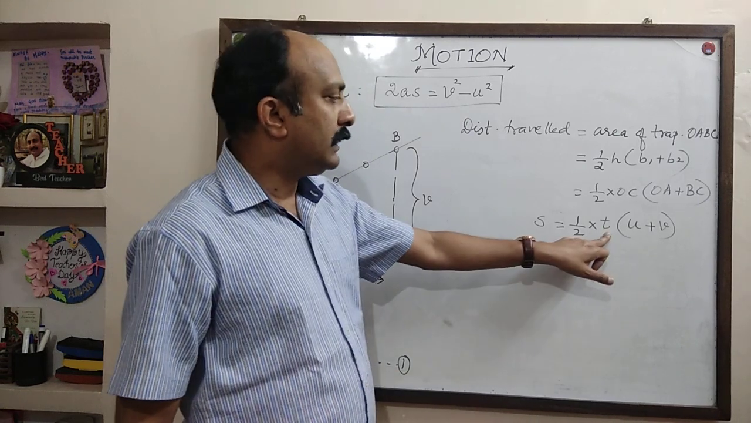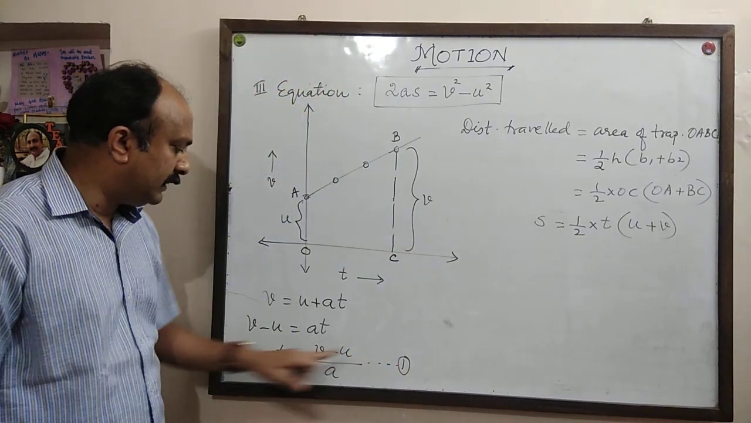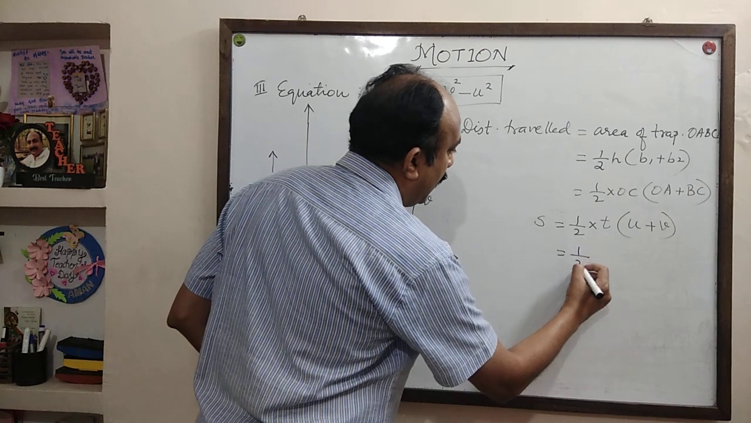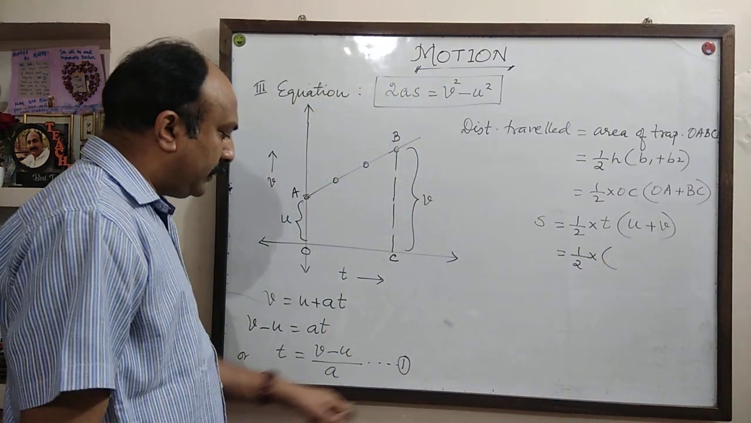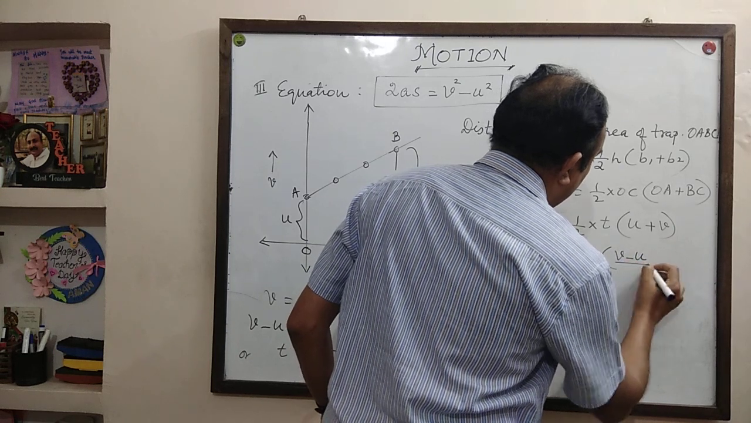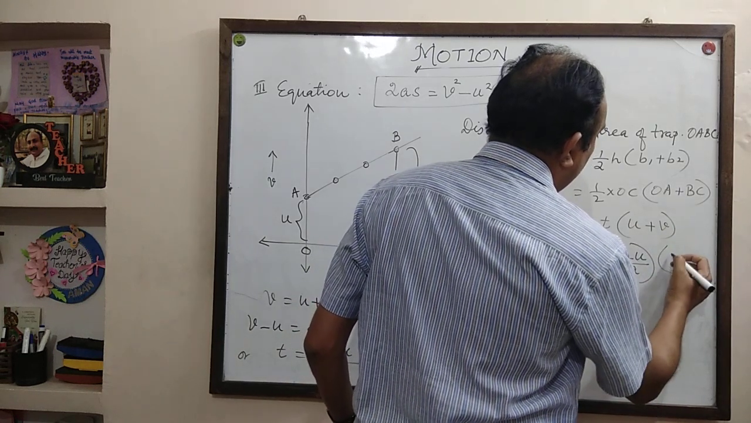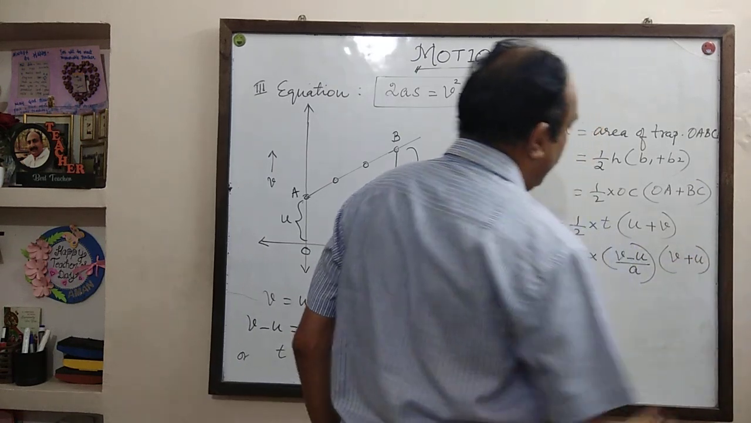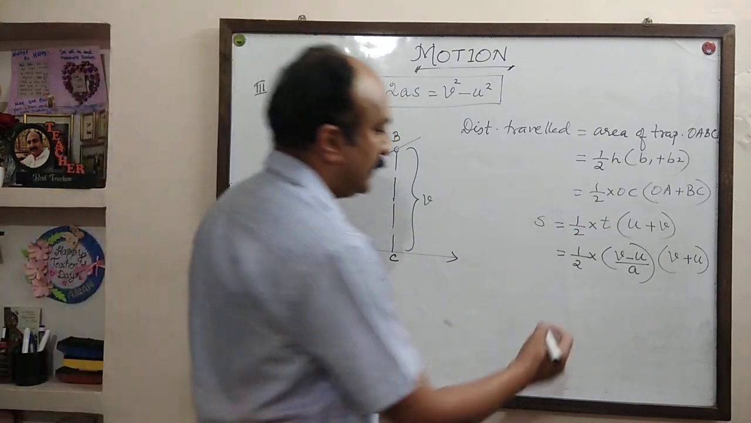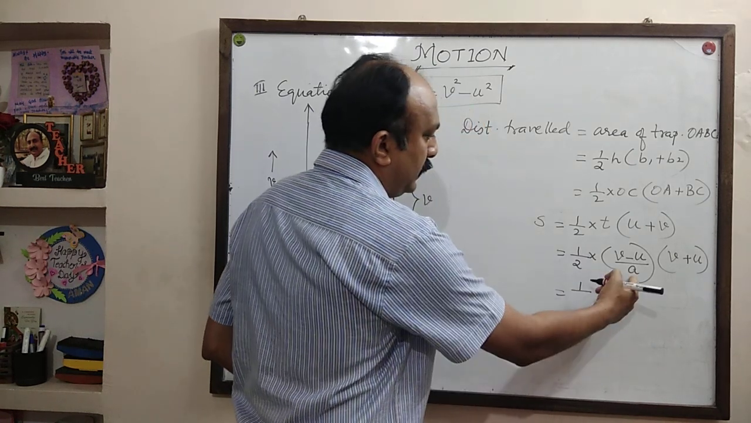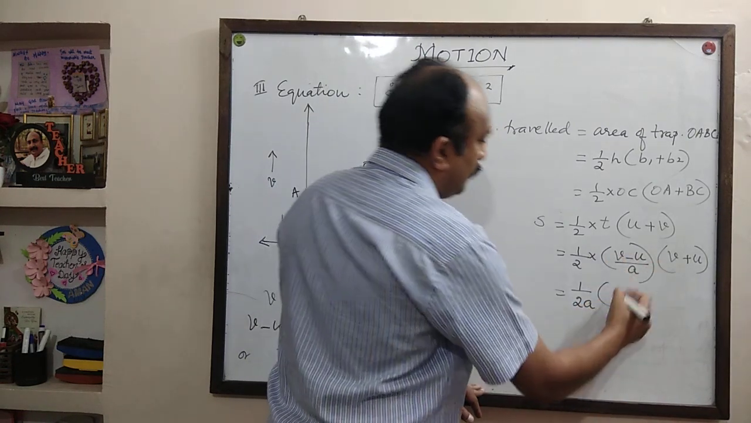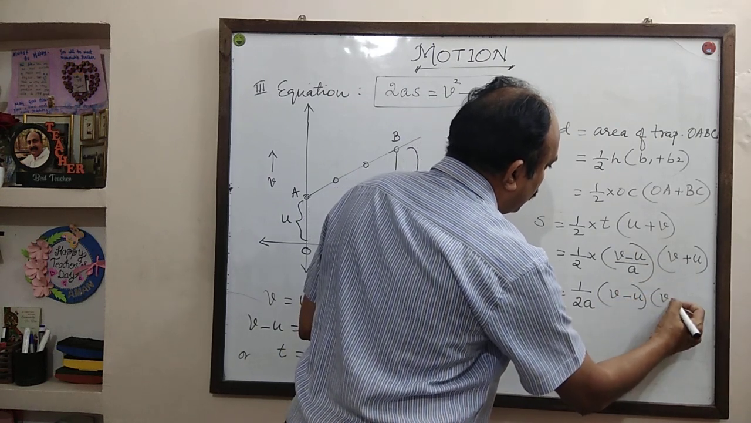This time we are substituting for T. In equation number 1, we have a substitution for T, that is V minus U upon A. So here I am putting half into, in place of T, the value V minus U upon A, into U plus V, or I am writing it as V plus U. The value of T is substituted from equation number 1. Now it is half into, 2 and A are in the denominator. I am taking it together. 1 upon 2A into V minus U into V plus U.